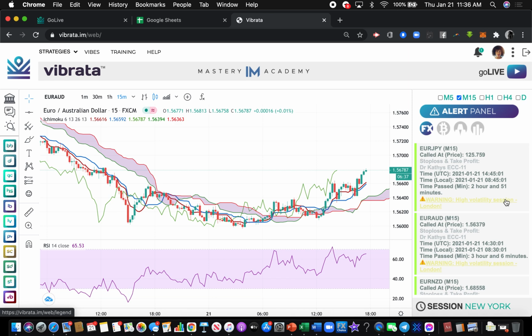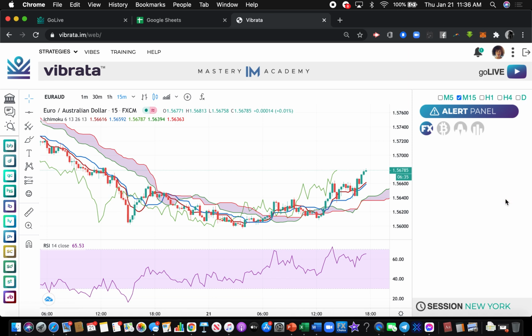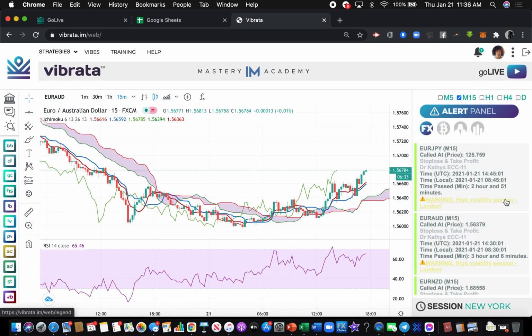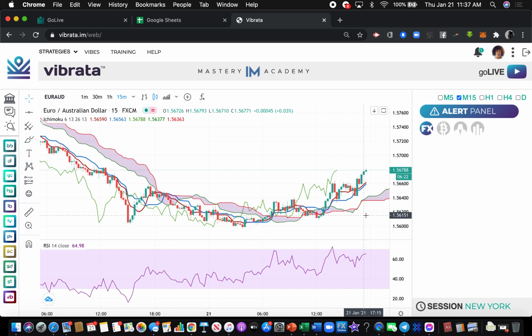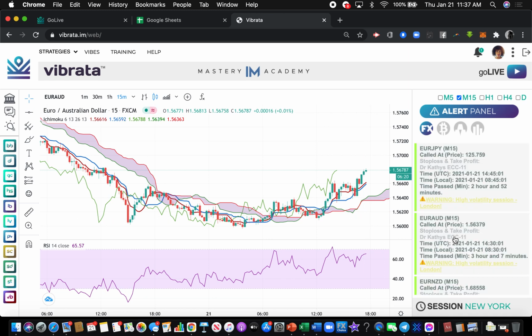So pretty much every couple of seconds, you're going to see that flashing because it's continually scanning the market to see if any new setups populate. So in this particular case with Euro AUD, the first thing you're going to do is draw your horizontal line. Your horizontal line is going to represent the actual called at price.